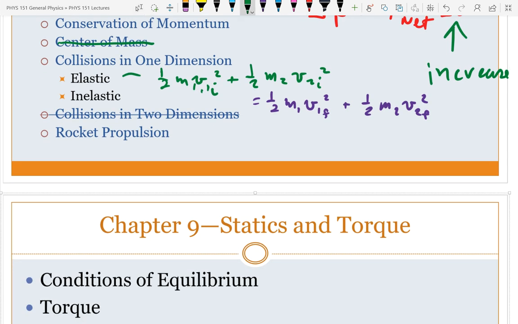Finally, we had rocket propulsion. I'm not going to ask you to use the equations with rocket propulsion, but you should know, for instance, what is the principle that allows us to have a rocket in the vacuum of space actually work?